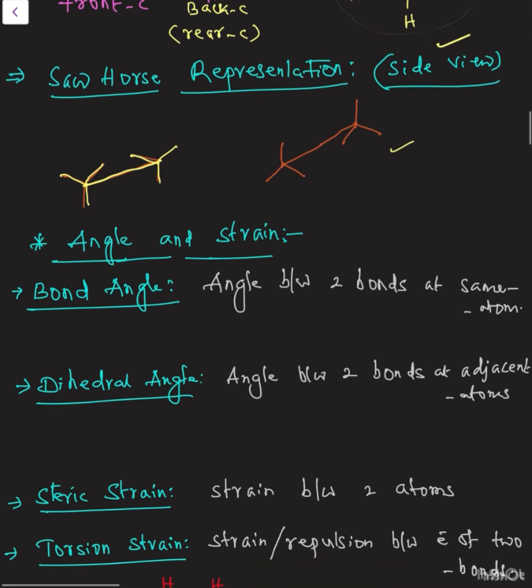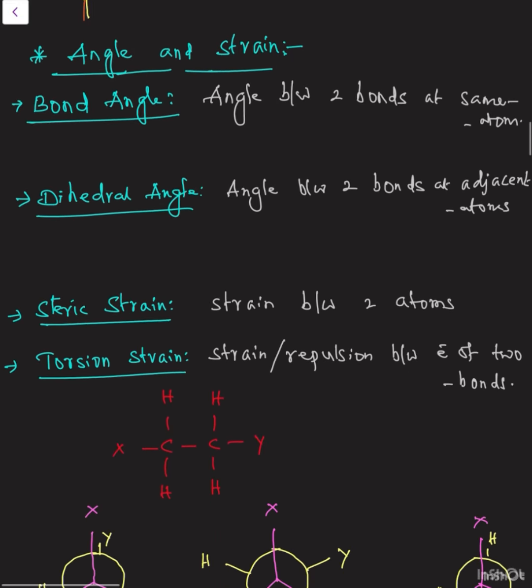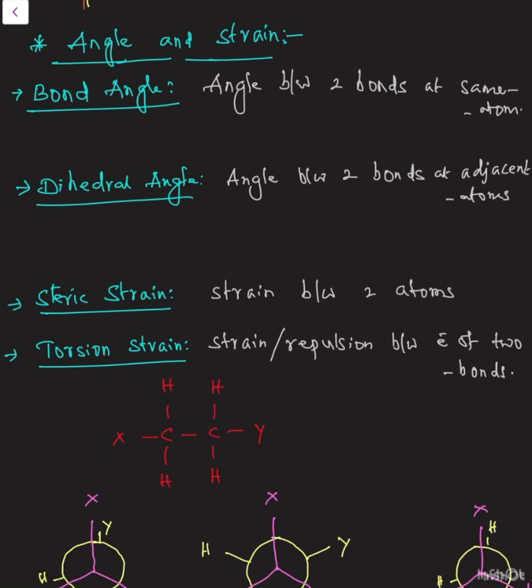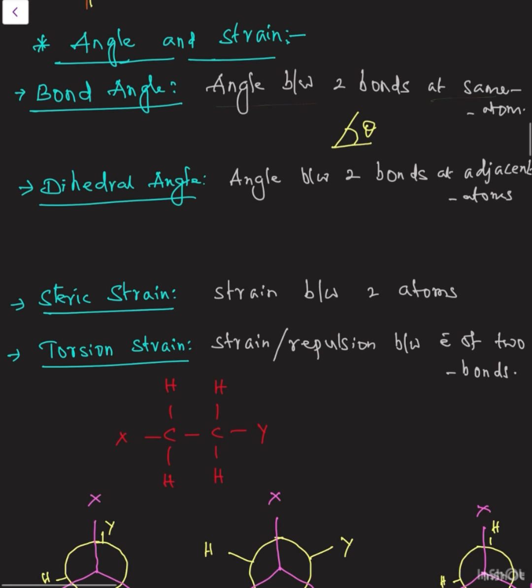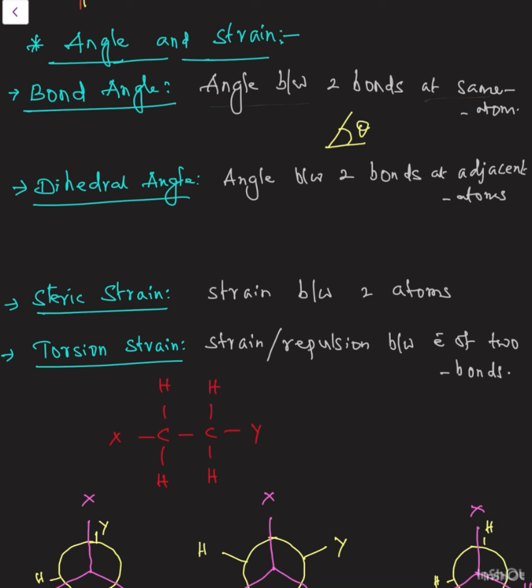Now, angle and strain also we have to know to study the structure of molecules and conformers. So let us see what is angle and what is strain. Angle is nothing but bond angle, generally. The angle between two bonds at the same atom is called the bond angle. Generally we represent bond angle like this. Coming to dihedral angle, the dihedral angle is the angle between two bonds at adjacent atoms.